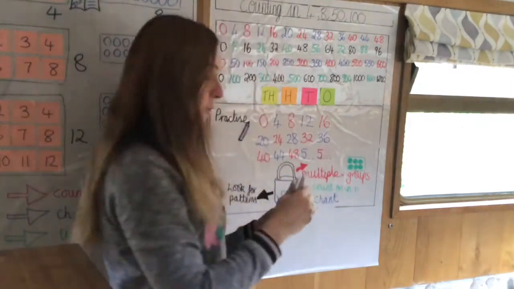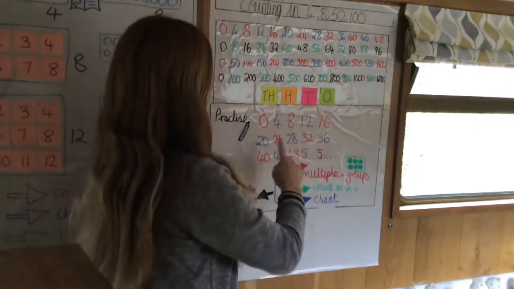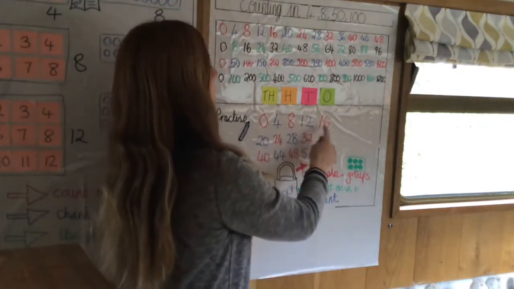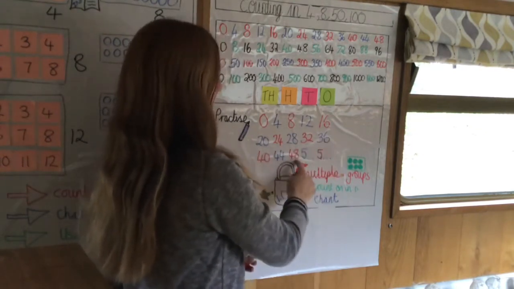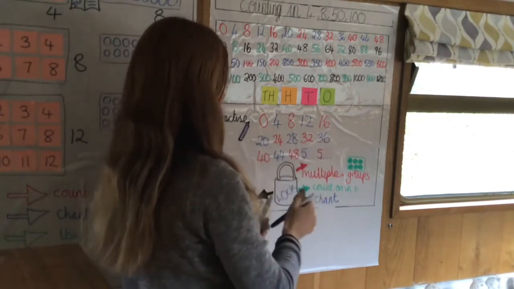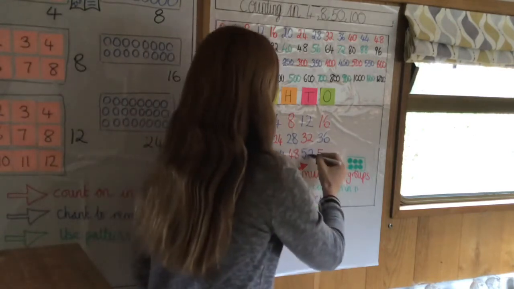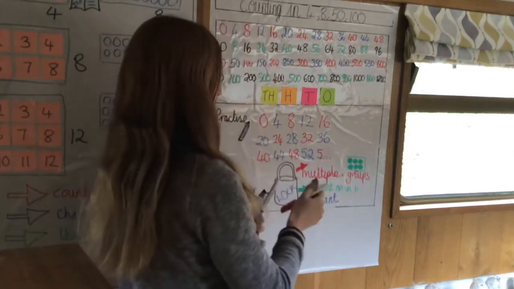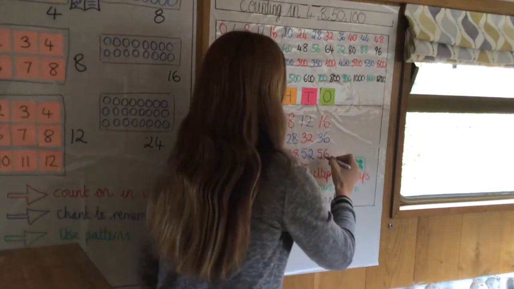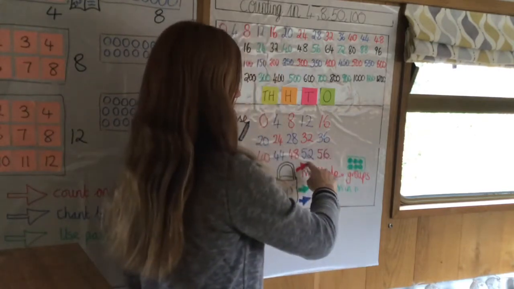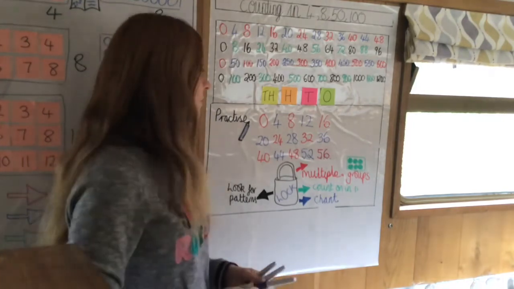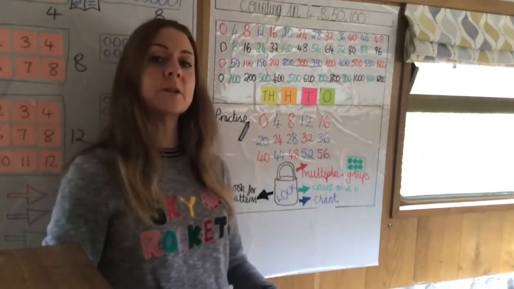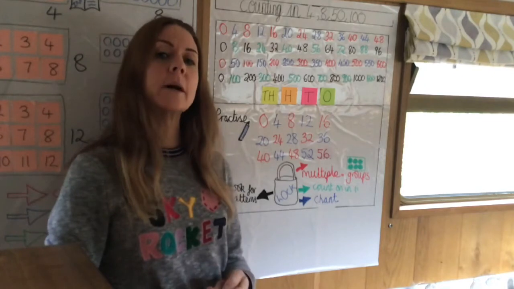Let's have a look at the 1s. So remember, it goes 0, 4, 8, 2, 6, 0, 4, 8, 2, 6, 0, 4, 8, 2, and 6. So our 13th multiple of 4 is 52, and our 14th multiple of 4 is 56. And we have used patterns to help us.